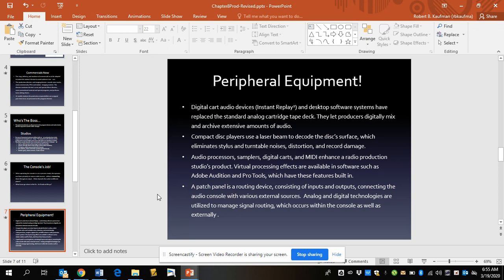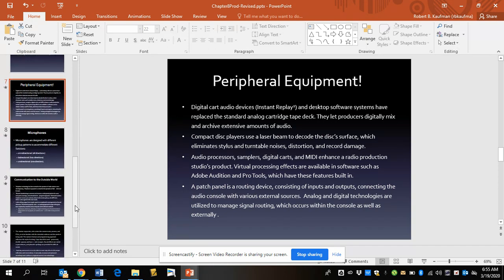By the way, inputs and outputs, very, very simple. An input allows audio energy in, and output allows audio energy out. So these inputs and outputs connect to the audio panel and then out to external sources. They can be analog, like a cassette player or a record player, not that anybody uses them, or digital technologies like CD players or computers, which is what we use.